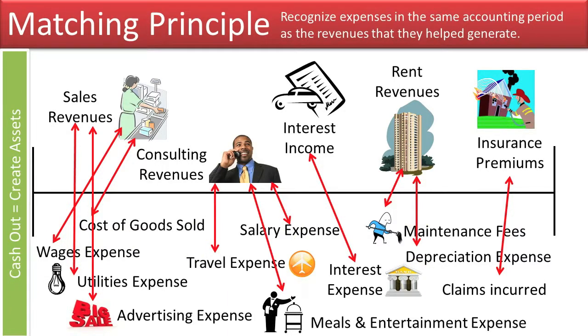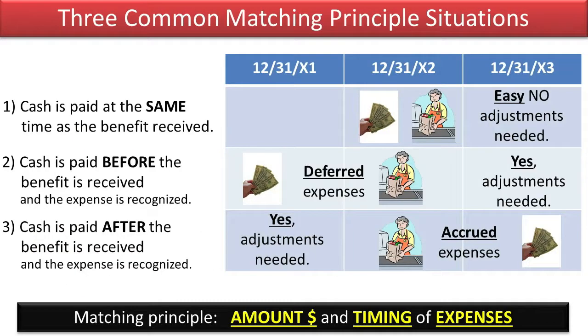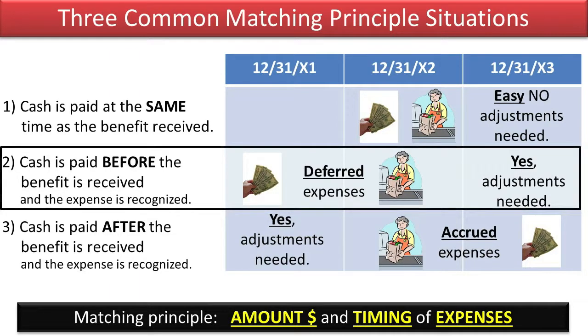We paid for the building now, but we're going to be expensing it over the future as we receive the benefit of that building. Now, if we pay after the fact, so we receive the benefit of these expenses in this period, but we pay later, that would generate a liability. That would be an accrued expense, for example, or some type of payable. Those are the three common matching principle situations we just talked about, but the one that we're going to focus on in this topic is when cash is paid before the benefit is received and the expense is recognized.